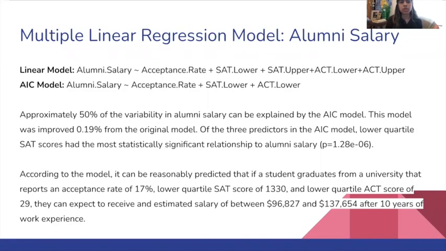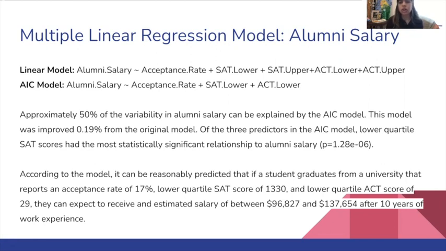The first regression model that we built was a multiple linear regression model on alumni salary. Our original linear model shows alumni salary as a response to acceptance rate, lower and upper quartile SAT scores, and lower and upper quartile ACT scores. Our AIC model found that the best predictors of alumni salary were acceptance rate and both lower quartile scores for the SAT and ACT. According to our multiple R-squared value, approximately 50% of the variability in alumni salary can be explained by the AIC model.